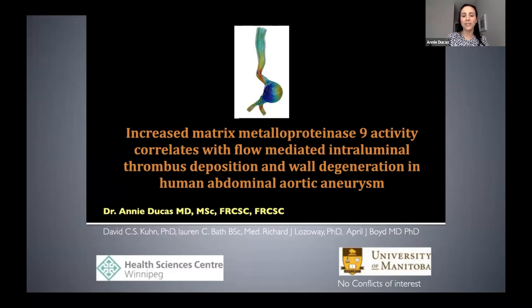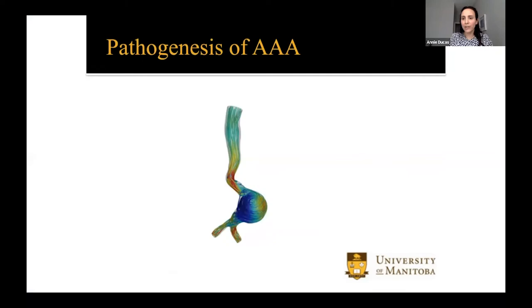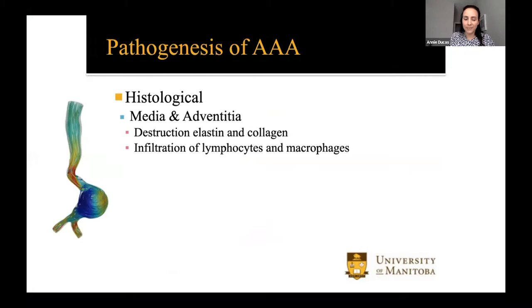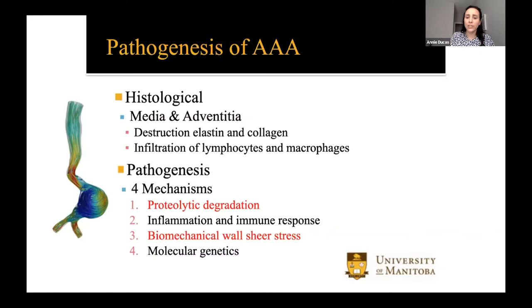What we do know is it starts with the degradation of collagen and elastin, the load-bearing substances in the media and adventitia. This is through an inflammatory process. There are four proposed mechanisms for this currently. Proteolytic degradation through matrix metalloproteinases, specifically MMP9. Now, these are zinc endopeptidases that are remodeling enzymes that become dysregulated in disease states. There's inflammatory response, as well as biomechanical wall shear stress, as we recently learned, and molecular genetics of the patients.